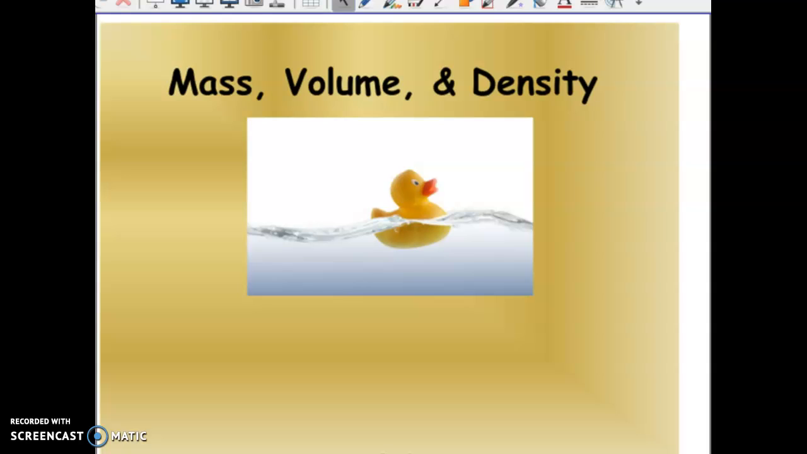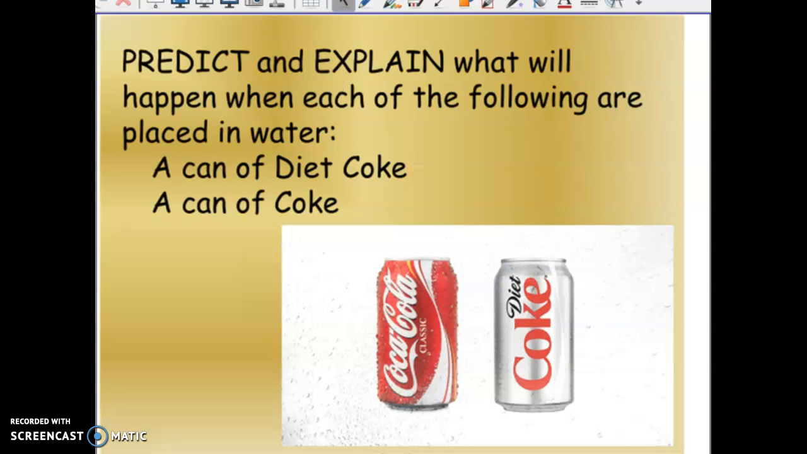We're going to look at some density calculations, and actually we're also going to look at how I want you to set up calculations any time we're doing calculations in science class. Okay, so first we're going to start with a warm-up activity.